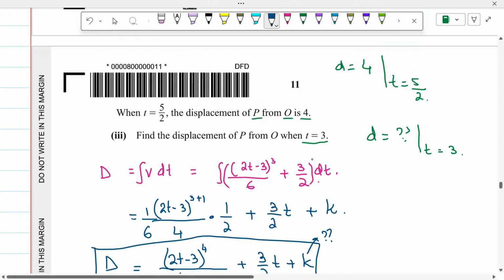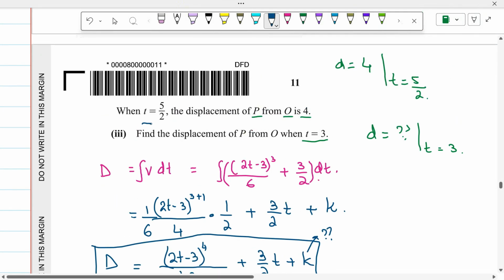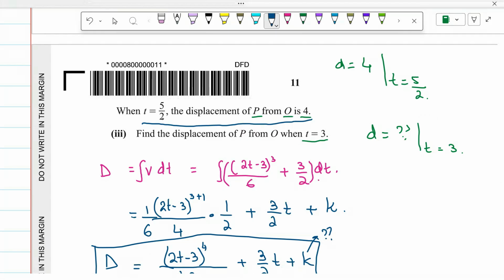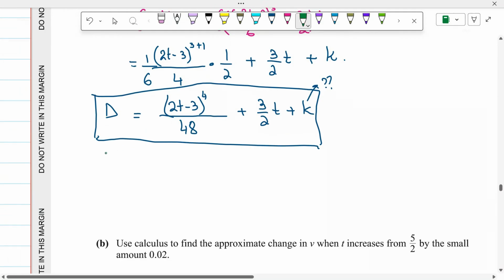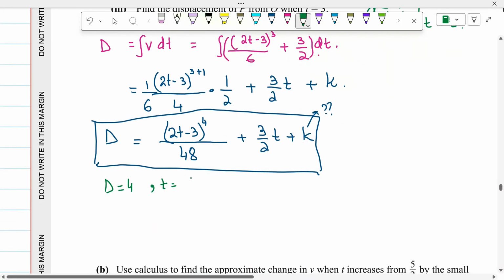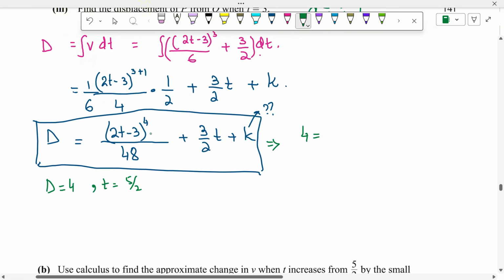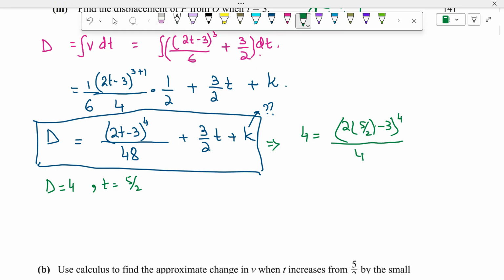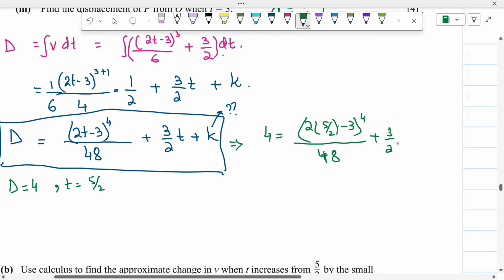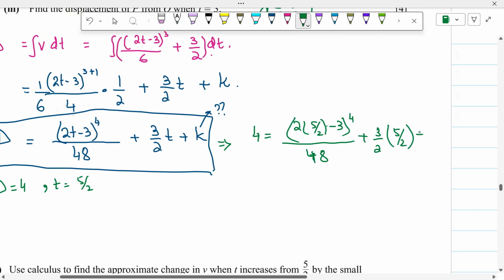How can we find it? We can find the value of k by using this information. It is given that displacement is 4 when time t is equal to 5 by 2. So we will use this information. So 4 is equal to (2 times 5 over 2 minus 3) whole power 4 over 48 plus 3 over 2 times 5 over 2 plus k.